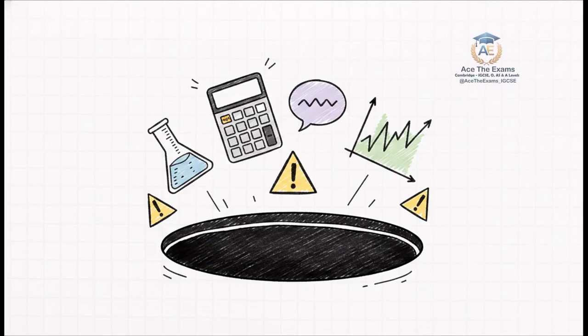Students constantly mess up graph axis scales, or they suggest weak practical improvements like, oh, just do it more carefully, instead of saying, use a micrometer for greater precision. Or they write out these long conclusions that just aren't supported by their data table. This is where your hard-earned marks simply evaporate.